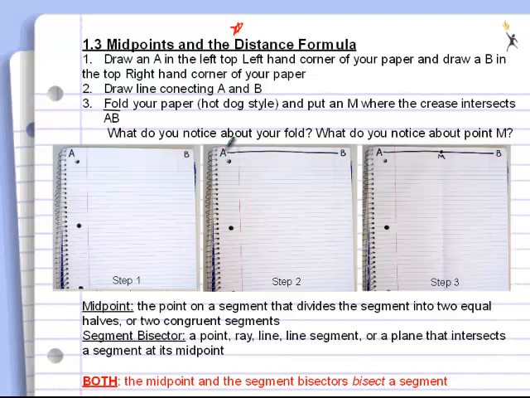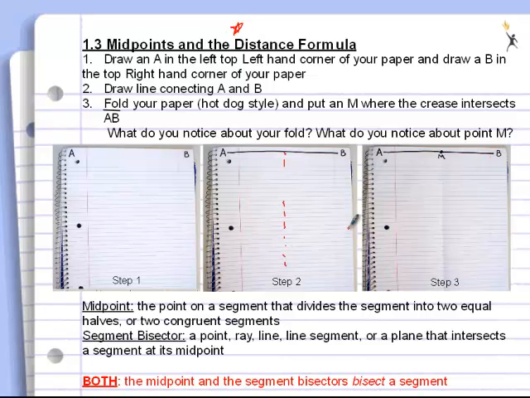After you do that, draw a line that connects the two, as straight of a line as possible. It doesn't have to be perfect. Just draw a line, and you can see that on step 2, that's what I've done here. Then fold your paper over, hot dog style, of course, so you get a crease going down the center that connects A and B.